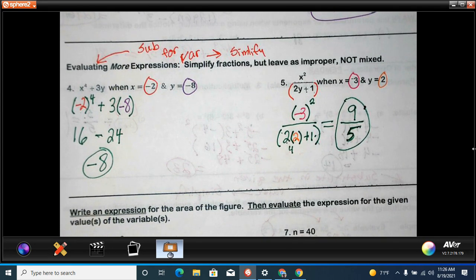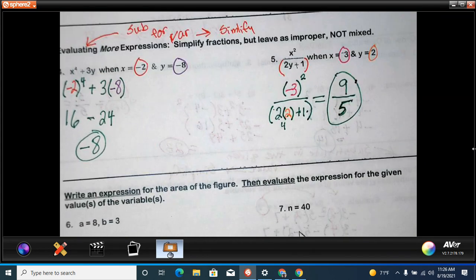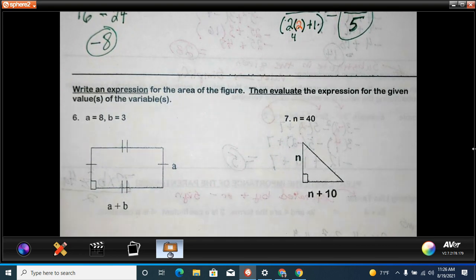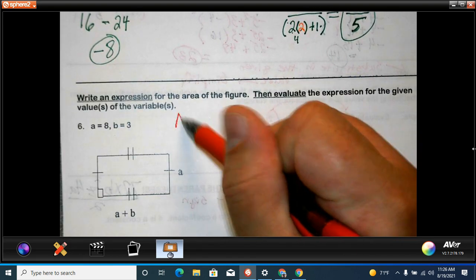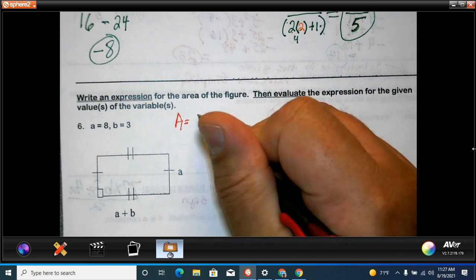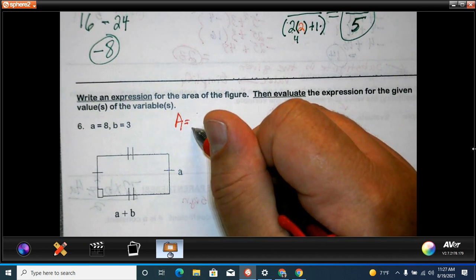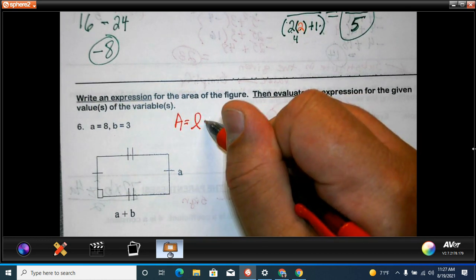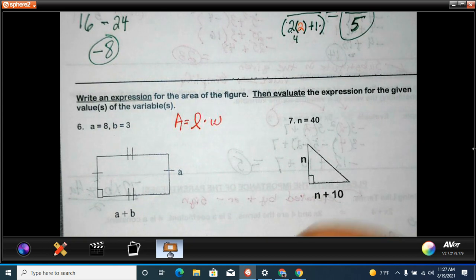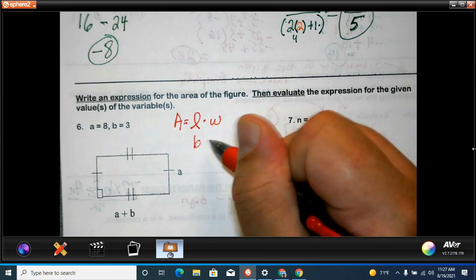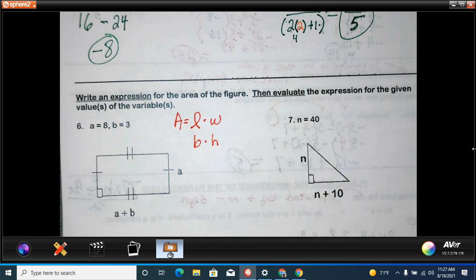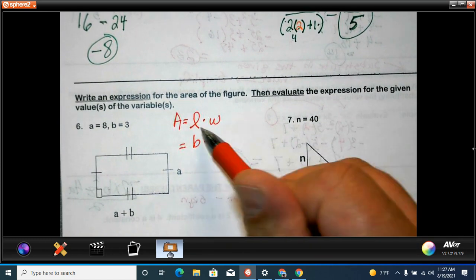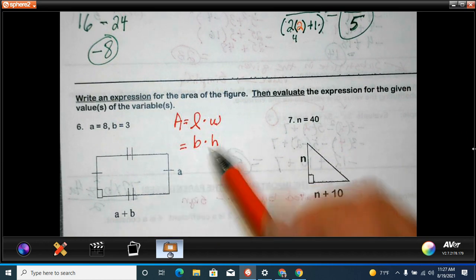Okay, so let's look at the next one. So let's look at areas. Area of a rectangle. Does everybody remember what it is? What is it? It's length times width. Yep, length. This is a cursive L times width. Or I think many of you use base times height too. Okay. I'm going to use length times width because there's a b in here and it gets confusing.